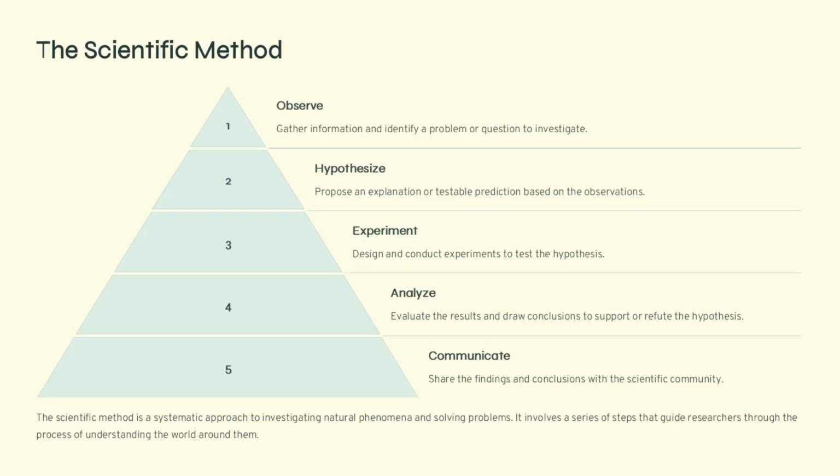The scientific method is a structured approach to understanding the world through observation, experimentation, and analysis. It starts with observing a problem or phenomenon, then forming a hypothesis to explain it. Next, experiments are designed and conducted to test the hypothesis. The results are carefully analyzed to draw conclusions that support or refute the original hypothesis. Finally, the findings are communicated to the broader scientific community. This cyclical process allows scientists to continually expand our knowledge and understanding of the natural world.